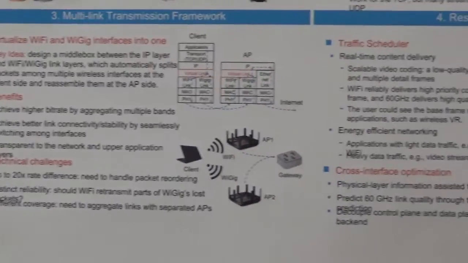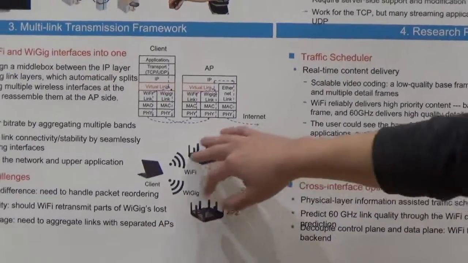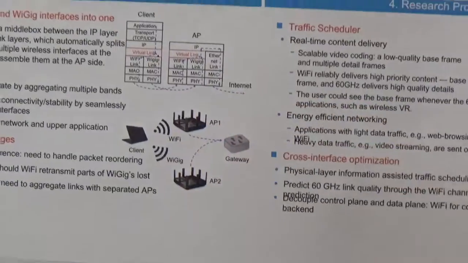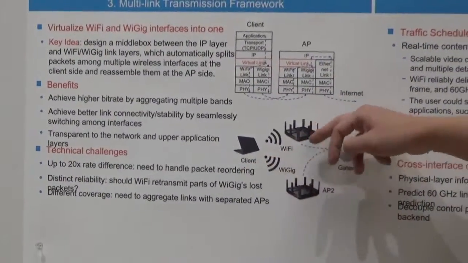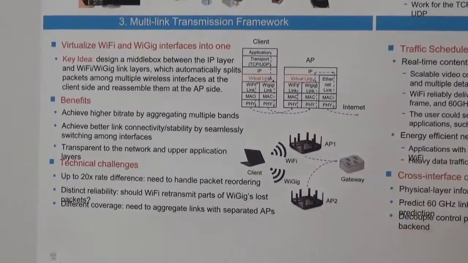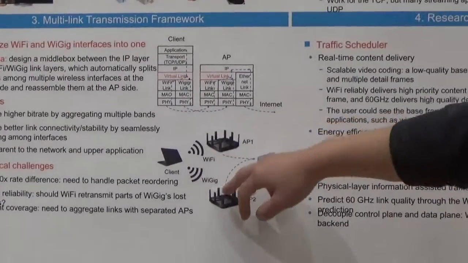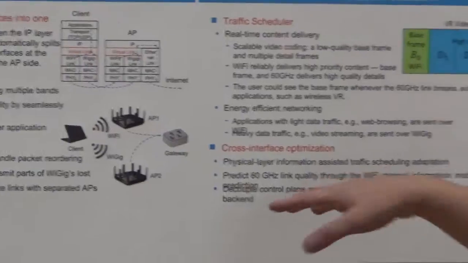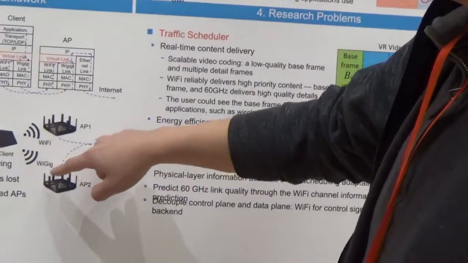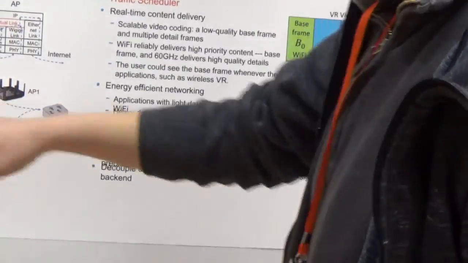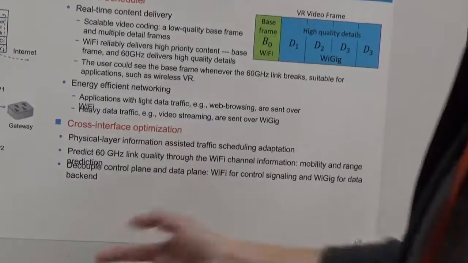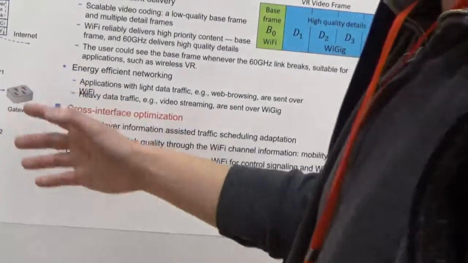And also, because these two links have very different coverage, in the multi-AP scenario the client moves from one access point to another. In order to keep the link connected, it's better to move one link before the other, so we also need a mechanism to deal with the connection to different access points.